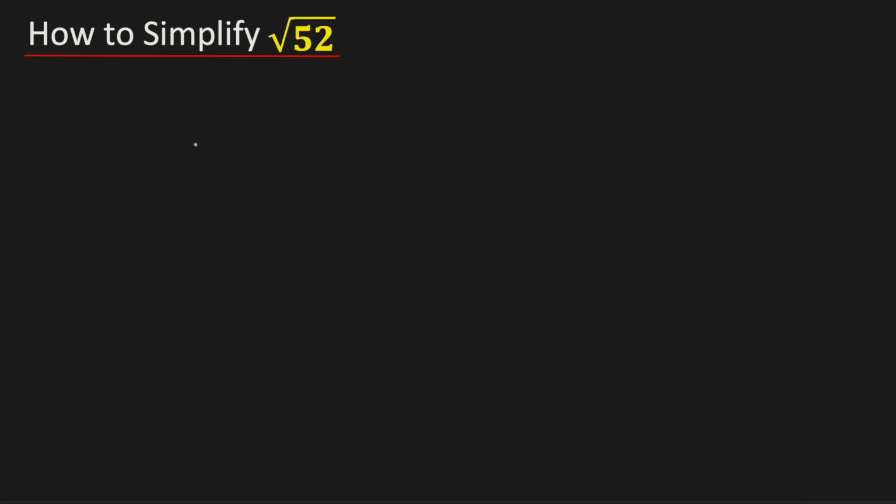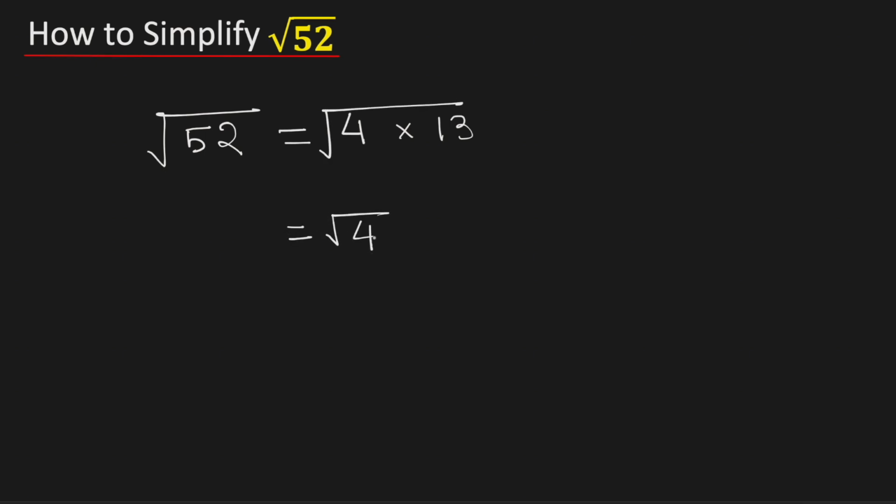In this video, let us write down the square root of 52 in its simplest radical form. To do this, at first we will write down 52 as 4 times 13. Now we will take the square root on both sides. This can be rewritten as square root of 4 times square root of 13.